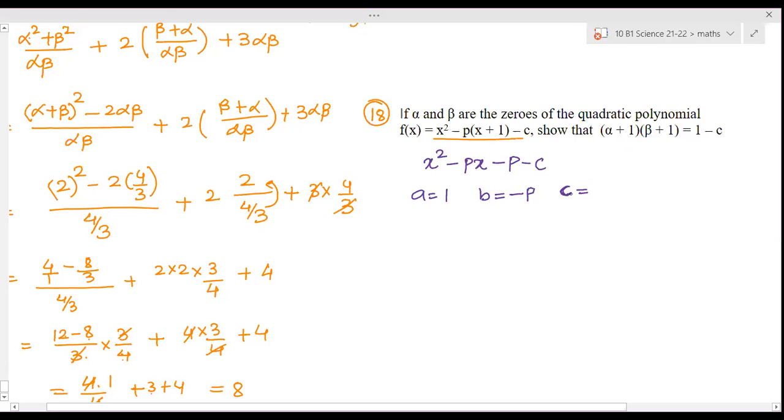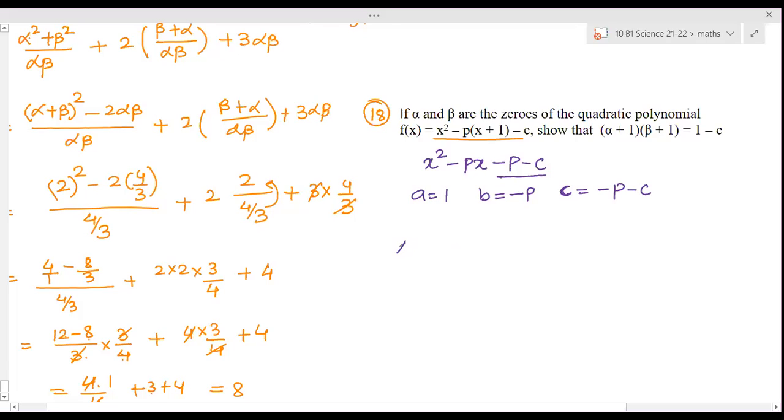c is a constant term which doesn't have x. So which of these terms don't have x? Minus p and minus c, both of them are the term c. So this is a constant term. Why is it constant? Because it doesn't have any variable along with it. Therefore, it is constant. Right?